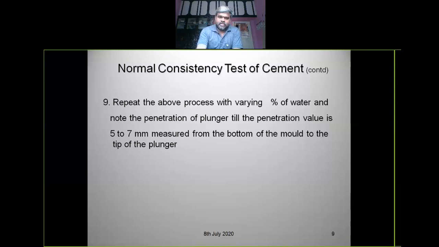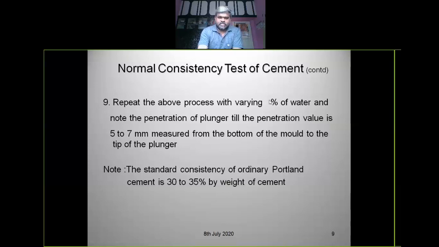Then whenever you get this 5 to 7 mm penetration, note the percentage of water which is added to the cement. That is called the normal consistency of cement. The standard consistency of ordinary Portland cement is 30 to 35% by weight of the cement, generally 32, right?